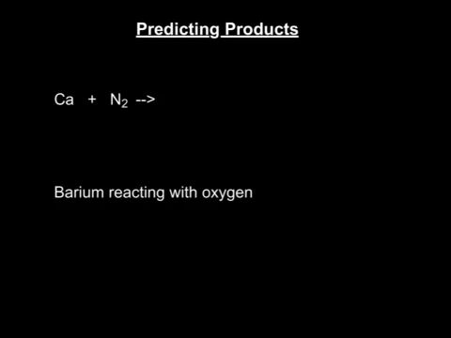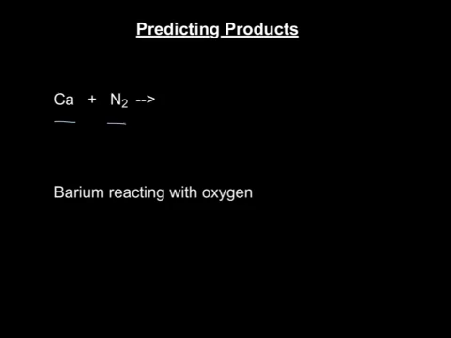This is going to be a short review of how we're predicting products. I'm going to start off with a couple of these smaller, earlier reactions. By looking at these, we can tell that they're synthesis because we have one element reacting with another element, and that was what we had for synthesis: two elements reacting to form a compound.